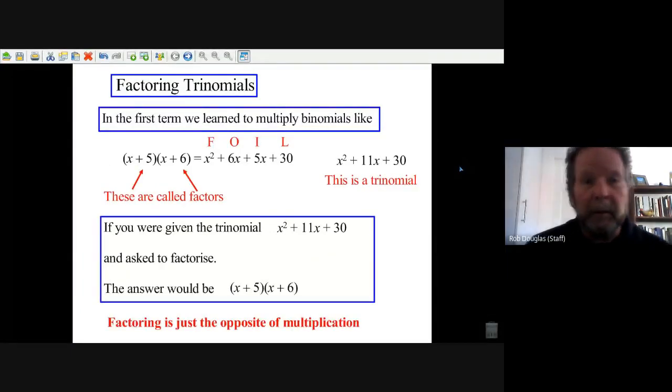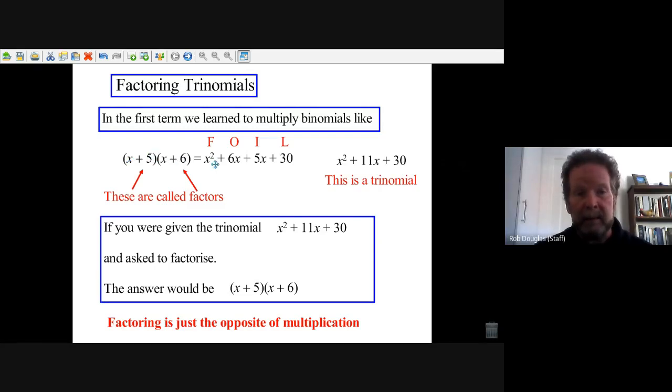Okay, today we're going to look at factoring trinomials. In the first term, we learned to multiply binomials like x plus 5 times x plus 6. If the x gets multiplied by x, that's called the first product. Then the x gets multiplied by 6, that's called the outside product. Then the 5 gets multiplied by x, that's called the inside product. And the last product is 5 times 6, which is 30 here.